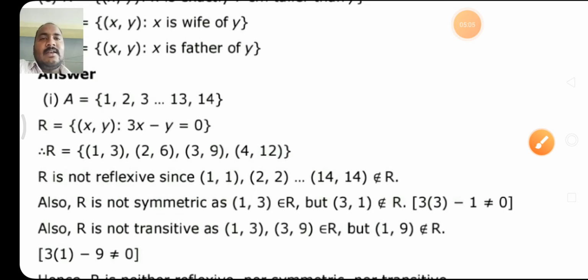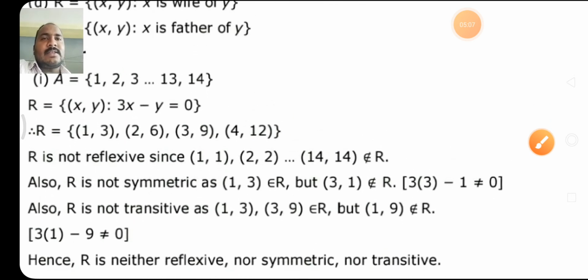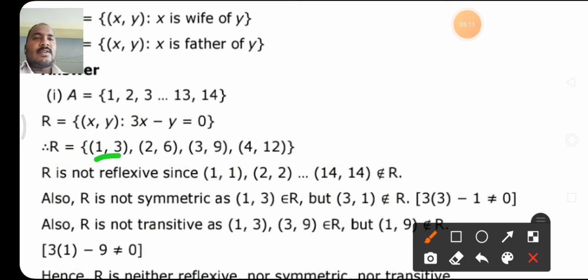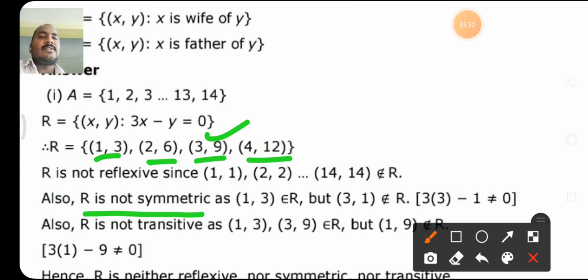Therefore R would be symmetric, but here in this example (1, 3) belongs to R, while (3, 1) does not belong to R. Or we consider another pair: (2, 6) belongs to R, but (6, 2) does not belong to R. Again, (3, 9) belongs to R, but (9, 3) does not belong to R. (4, 12) belongs to R, but (12, 4) does not belong to R. Because of this, R is not symmetric.